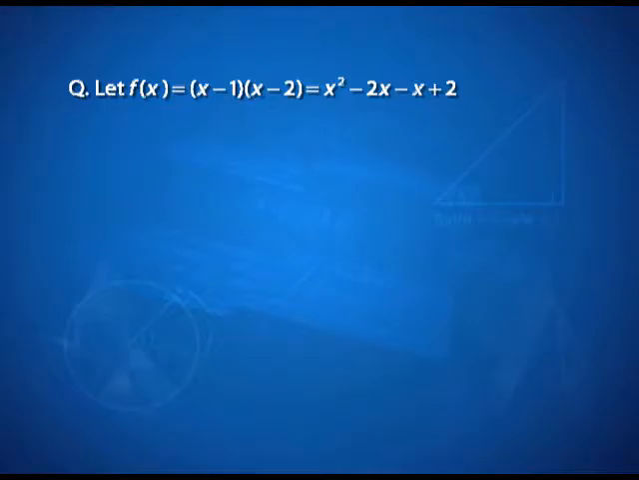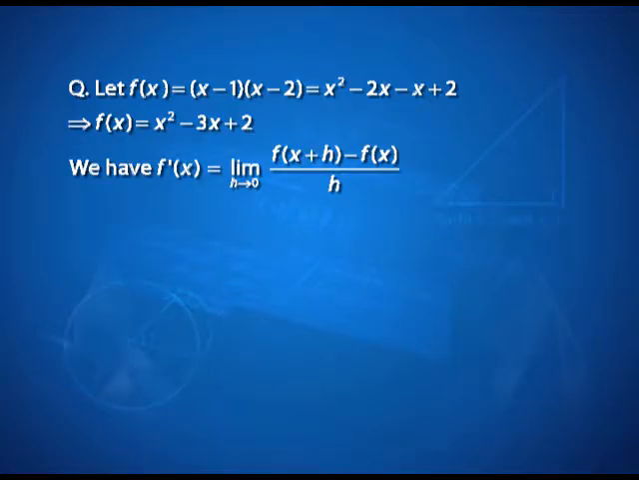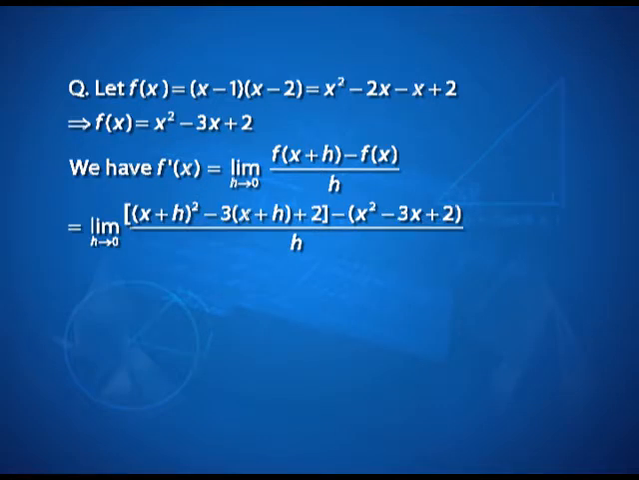f of x is equal to (x minus 1) into (x minus 2), that can be written as x square minus 2x minus x plus 2. That implies f of x is equal to x square minus 3x plus 2. Therefore, f dash x is equal to limit of f of x plus h minus f of x upon h as h tends to 0, can be written as limit of (x plus h) whole square minus 3 into (x plus h) plus 2 minus (x square minus 3x plus 2) upon h as h tends to 0.